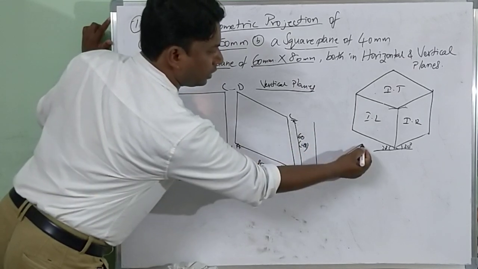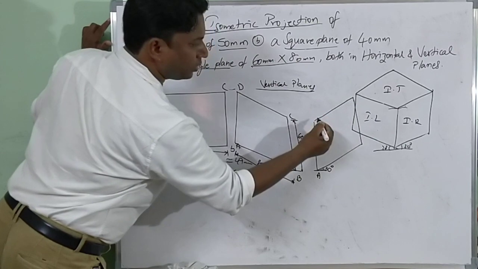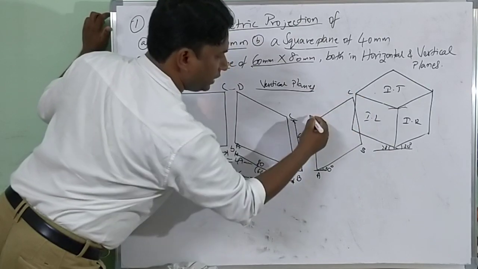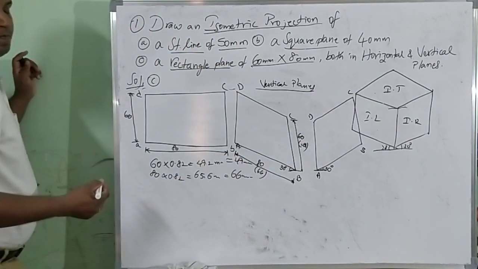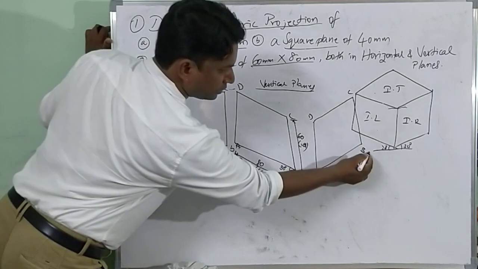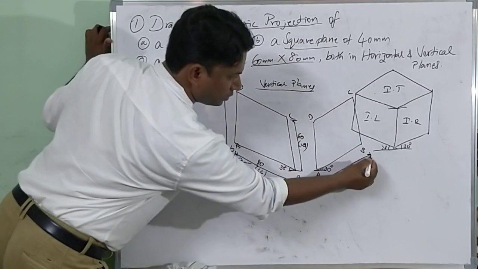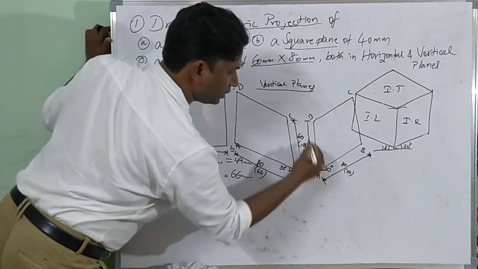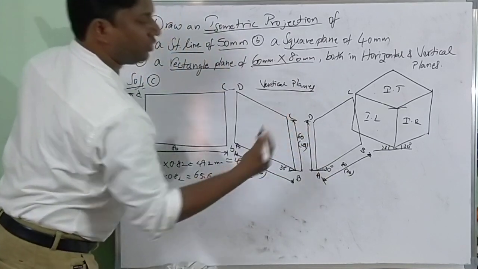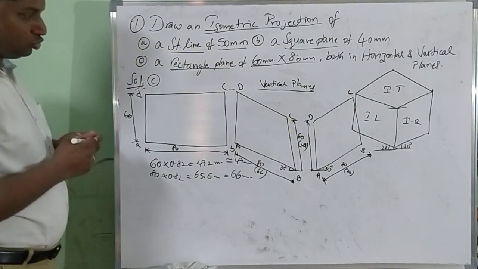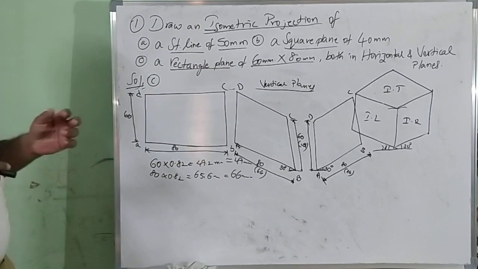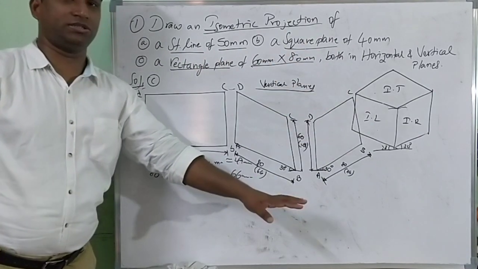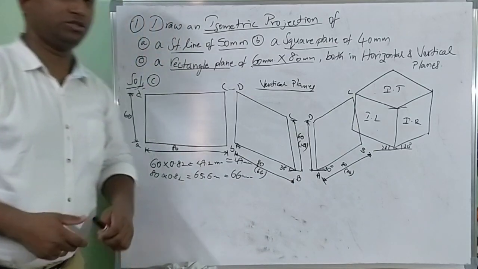Height. Again a height. Class, no problem. Closed. A, B, C, D. Now think here, you have to show the dimension. Length 80, but we have drawn 66. Height 60, we have shown 49. These are the two projections, isometric projection of a rectangular plane of 60 by 80 mm in vertical planes of ISO left and ISO right.